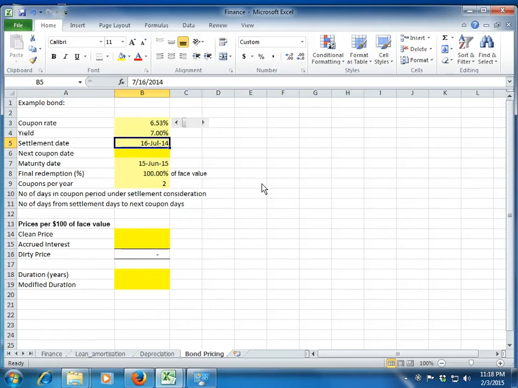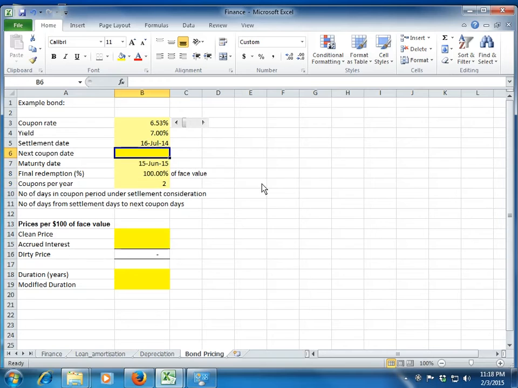My settlement date is the date on which I have actually purchased this bond. My maturity date is the date on which my bond will mature. Redemption value is the percentage of the face value which will be redeemed to me. Fine. Coupons per year is the frequency of the coupon.